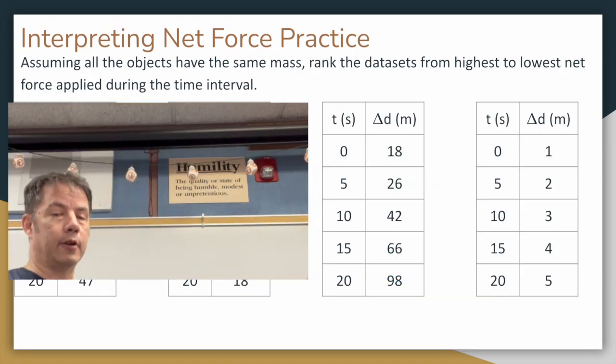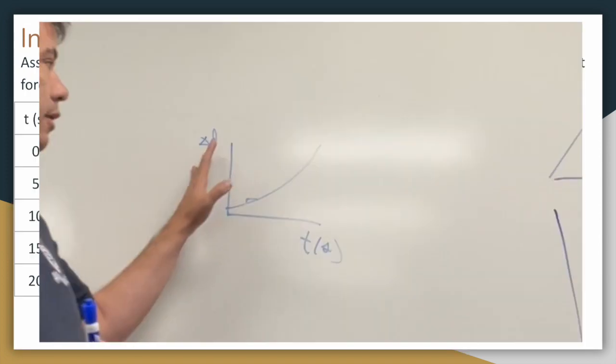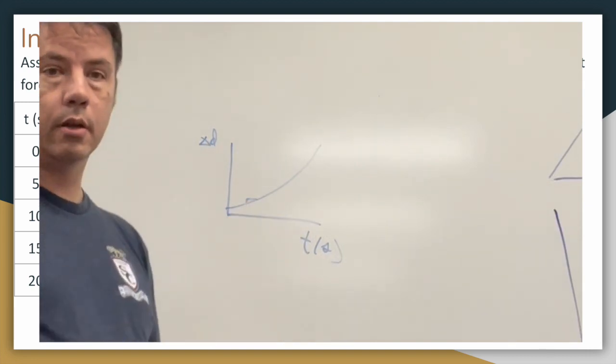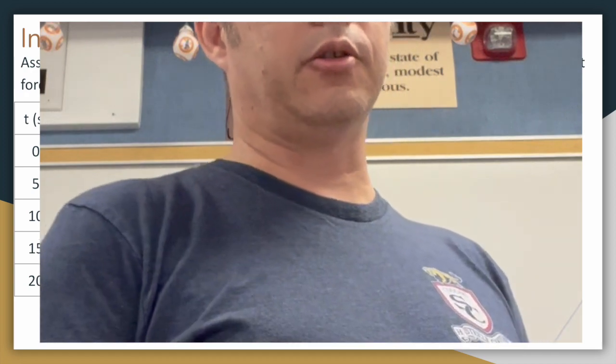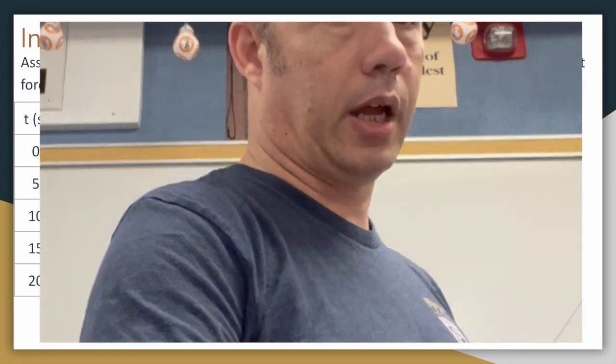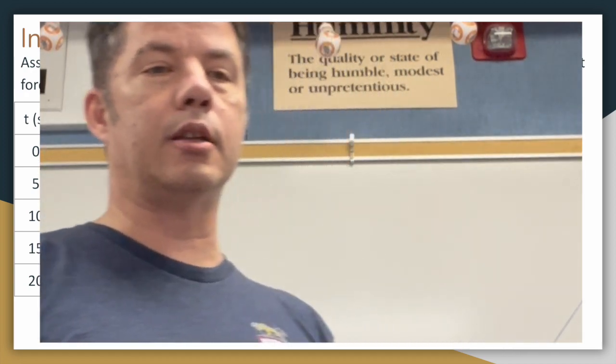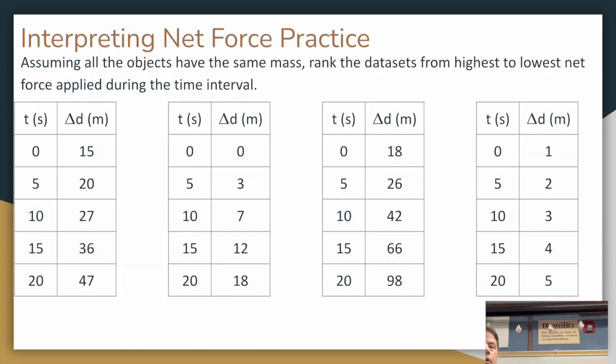So that was graphing, pretty simple. Look at the title, and you can see if it's accelerating or not. We're going to look at another case that's a little different with a graph in just a second. But let's keep it simple. Let's look at some tables interpreting net force. Okay? So it has to be accelerating for there to be a net force. So let's look at this first table.